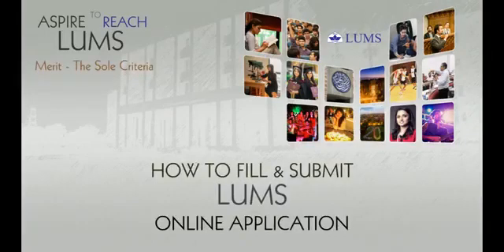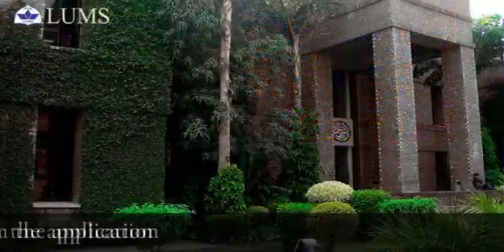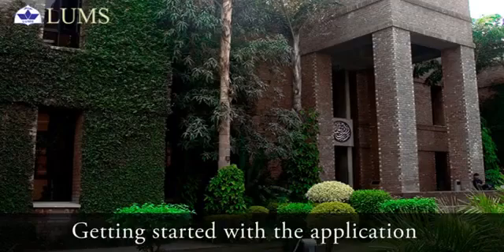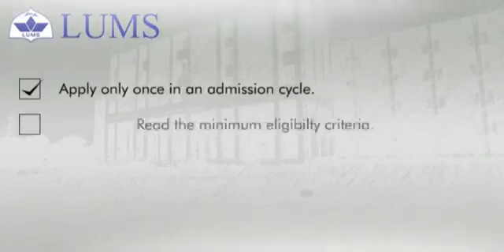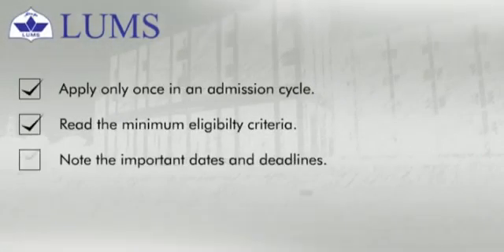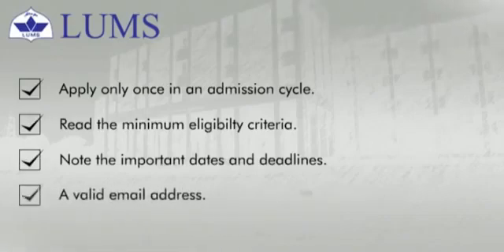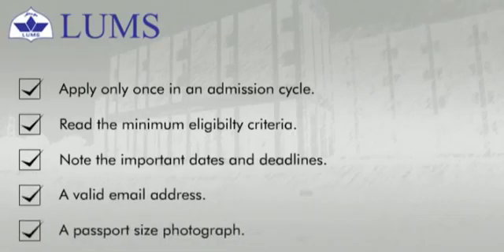Before you start with the application, we need to make note of a few key points. You can only apply once in an admission cycle. Do not forget to read the minimum eligibility criteria of your desired program and make a note of important dates. Please make sure that you have a valid email address.